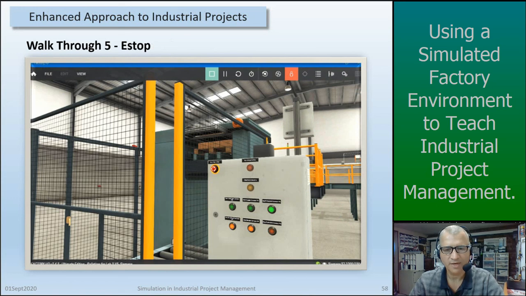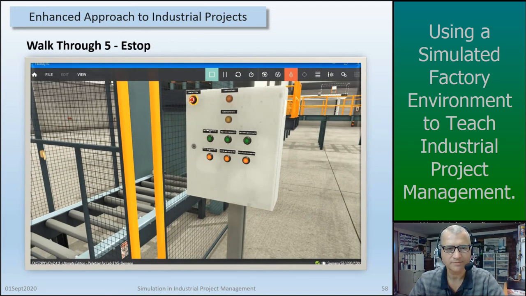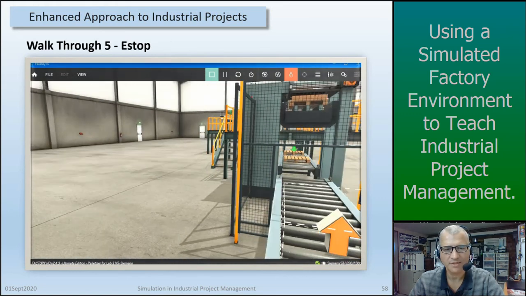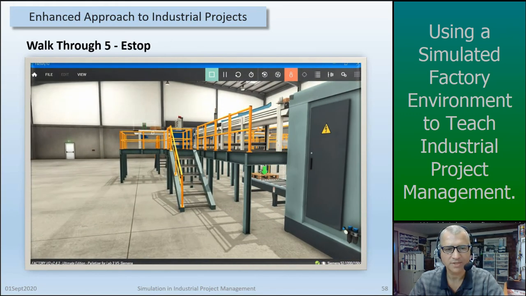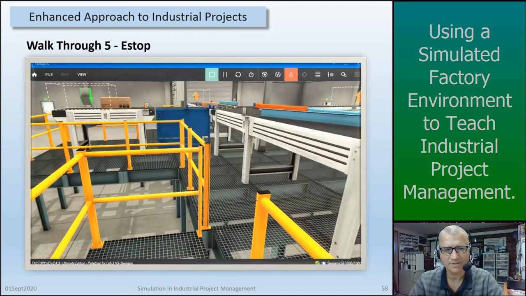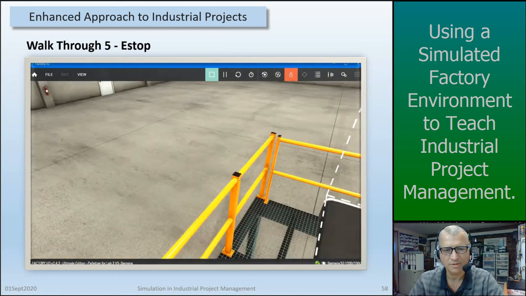So walkthrough number 5, we're going to press the E-stop and then take a look at what the operator has to do in order to get that E-stop to be reset. So the operator presses the E-stop, notices, okay, now I've got to go back to the main panel and do the reset for that E-stop. I'm just going to go up the secondary set of stairs here. It's not the main set, it's the secondary set. Walk along here, and I'm going to run into an obstruction.